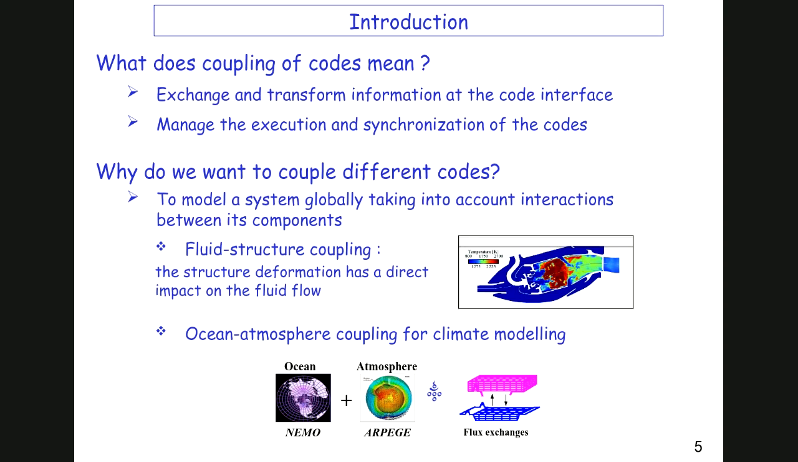So why do we want to couple different codes? Of course, it's because we want to model a system globally, taking into account the interaction between the different components. For example, if you want to model an engine, you want to do some coupling between fluid and structure codes, because the deformation of the structure will have a direct impact on the fluid flow and vice versa. And climate modeling is a very good example of component coupling, because you want to model the global system globally. You want to model each component, but also the interactions between the components. For example, the interaction between the ocean and the atmosphere. So that's really why you want to couple codes, to model a system globally and not only component per component.